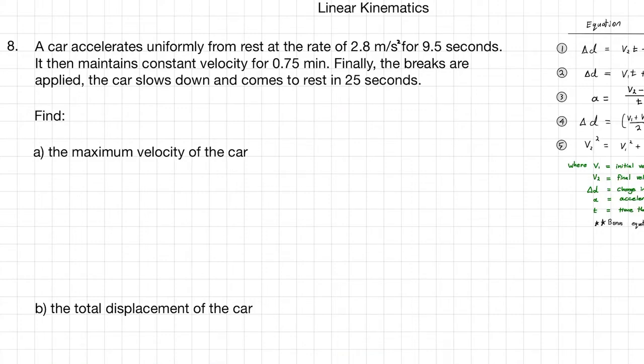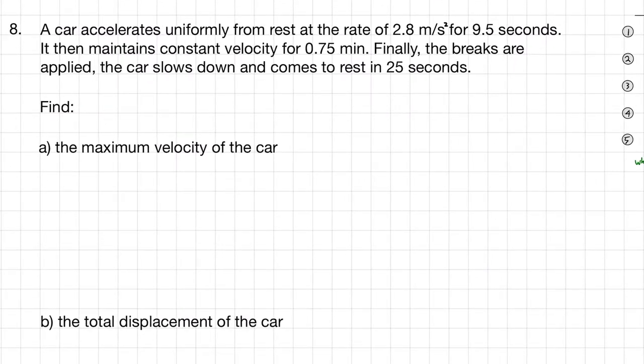Alright, let's do another example with linear kinematics. In this question, we have a car that accelerates uniformly from rest at the rate of 2.8 meters per second squared for 9.5 seconds. It then maintains a constant velocity for 0.75 minutes. Finally, the brakes are applied. The car slows down and comes to rest in 25 seconds.